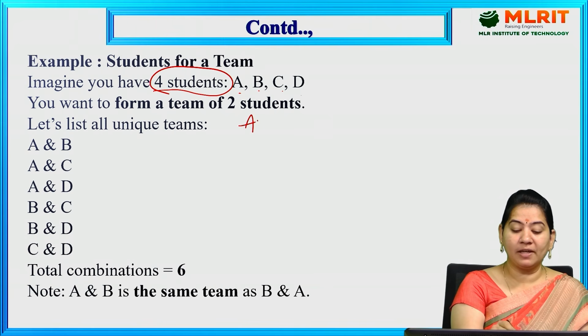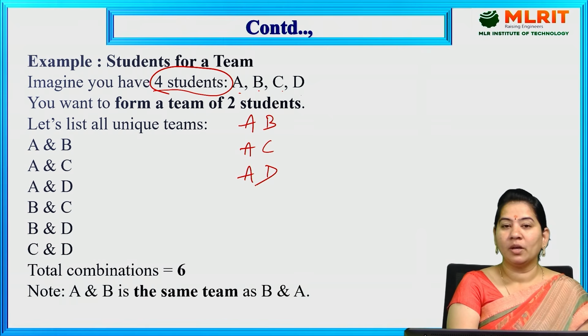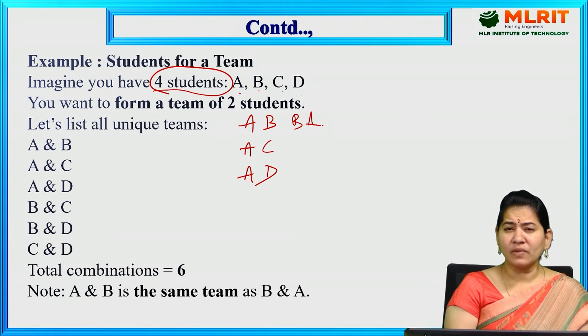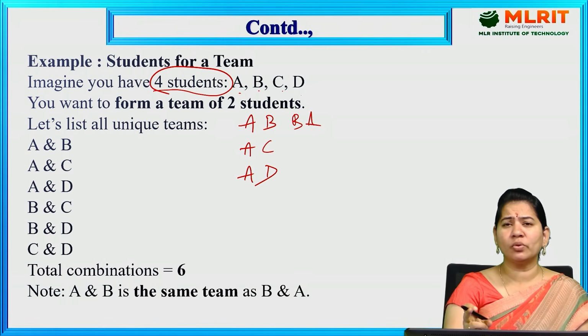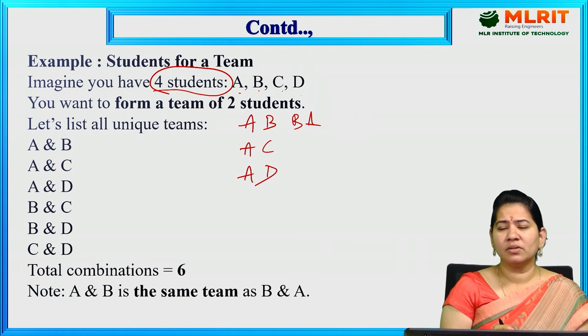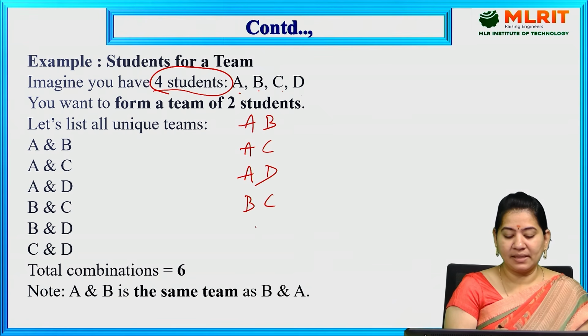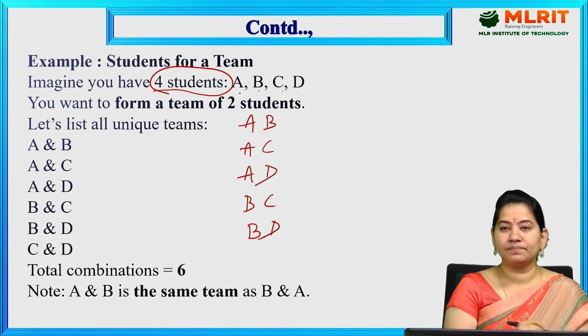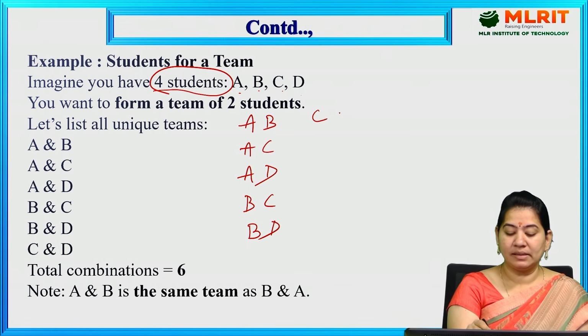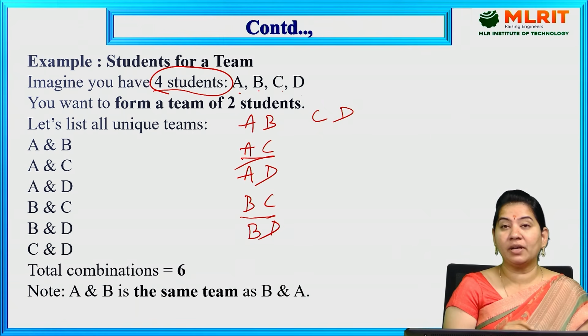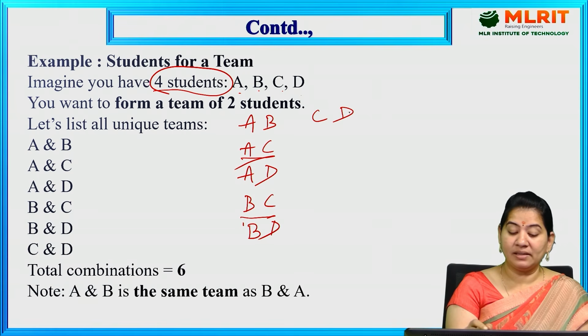So let us suppose here AB we can choose, AC we can choose, AD we can choose. But here I can't select BA. Why? Because I want to form only a team of 2 students, and the 2 students can be anything. Whether A or B, or B or A, you can choose anything. So AB, AC, AD. Next BC, BD. Next CD. Here I can't select CA. Why? Because CA is already done. I can't select CB, it is already done. C is already combined with B, and CD I am giving.